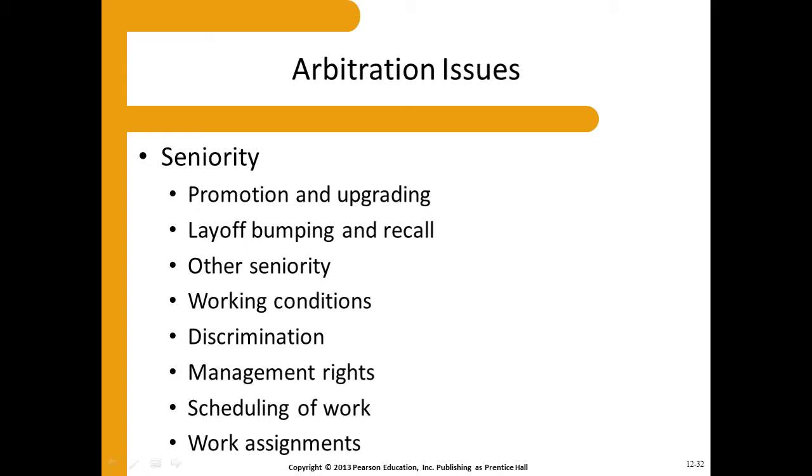What we see here is an excerpt from Table 12-2 on arbitration issues on page 452 in the text. And we see some of the issues that have gone to arbitration with respect to seniority. And so there are issues such as promotion and upgrading, layoff, bumping, and recall, other seniority issues, working conditions, discrimination, management rights, scheduling of work, and work assignments. So again, these are just some illustrations of the multiple different issues that come up under the subheading of seniority that could make it to arbitration.